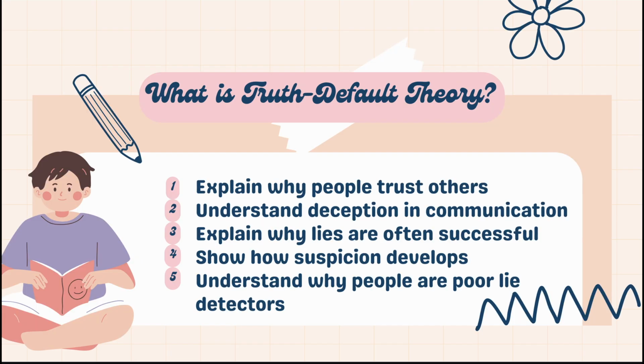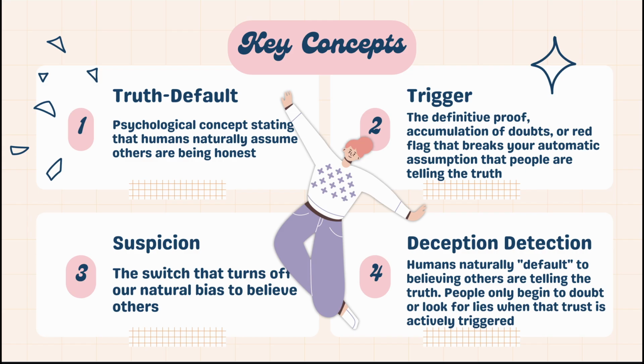What is truth default theory? This theory helps explain why we naturally trust others in everyday communication and conversation. According to this theory, we generally assume that people are being honest with us unless something causes us to question them. This theory also explains why deception is often successful. It's because most people, while we're having these casual conversations, aren't actively looking for dishonesty, so these dishonest messages can go unnoticed.